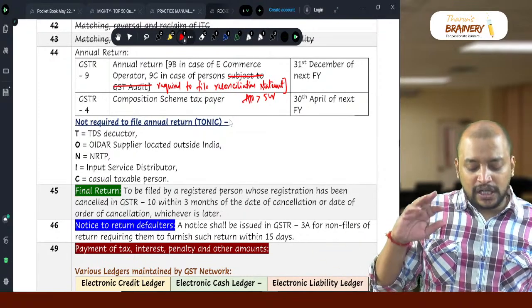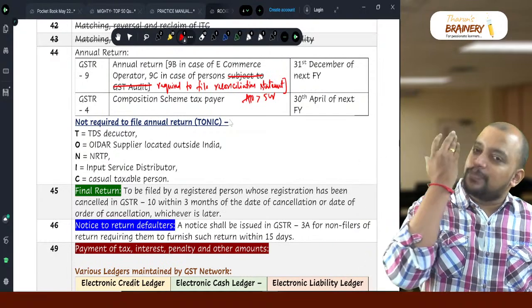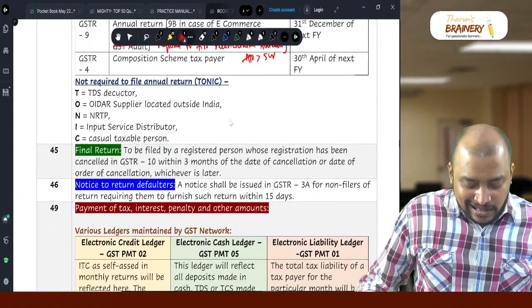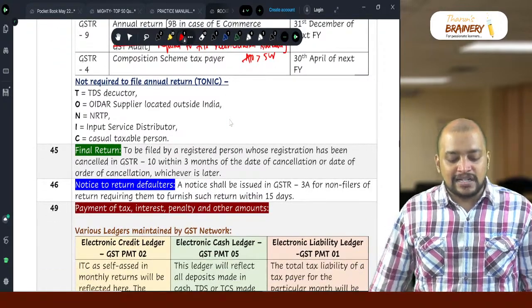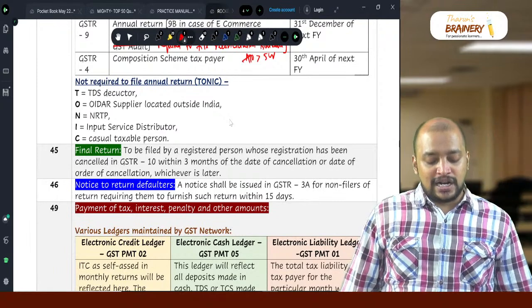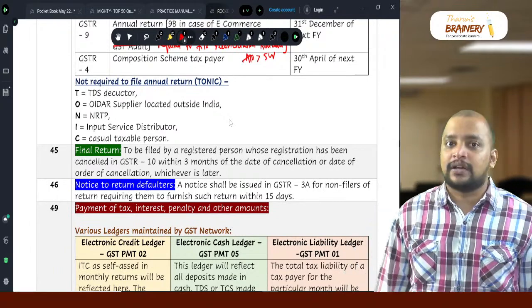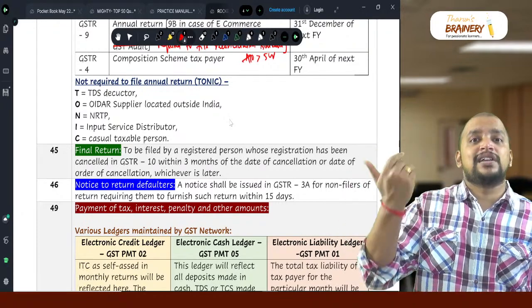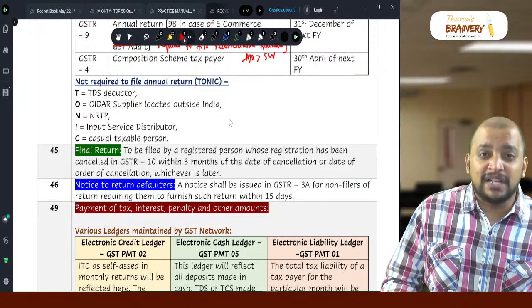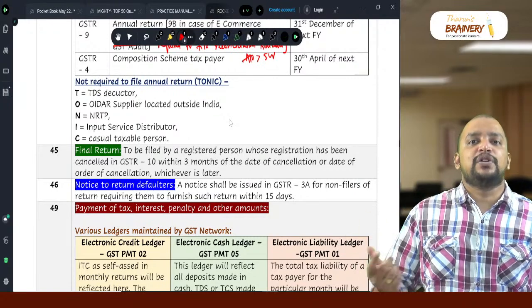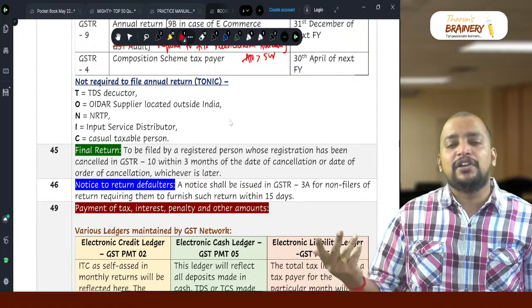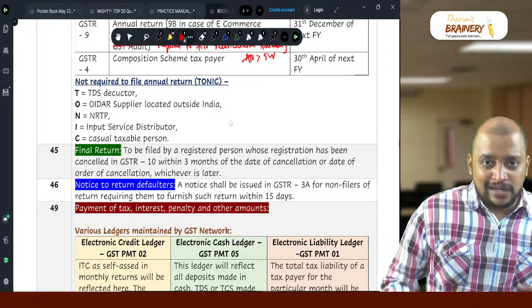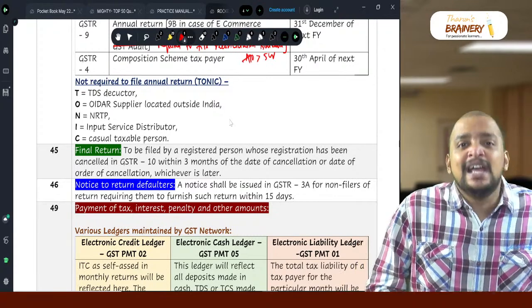Then who are not required to file annual return? There are some people who are not at all required to file annual return. Who are they? TDS deductor, OIDAR supplier, NRTP, input service distributor, and casual taxable person. Remember TONIC. T for TDS deductor, O for OIDAR supplier, N for non-resident taxable person, because they will not be there for a year. I for input service distributor, C for casual taxable person, again they will not be there for a year. Maximum 180 days only, they will be in the business at a time. Due to that reason, these people are not required to file annual return.